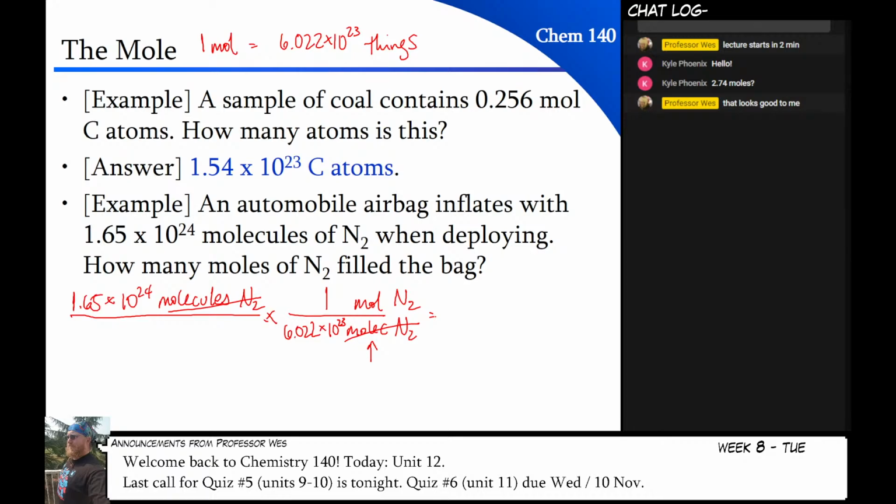Okay, now we just punch in the calculator. 1.65 times 10 to the 24 divided by Avogadro's number. And I got 2.7399, which to 3 sig figs would be 2.74 moles of N2. There you go.